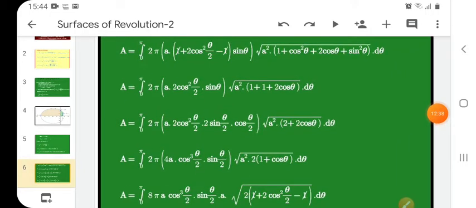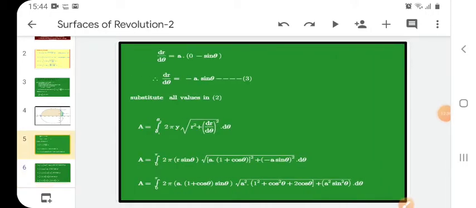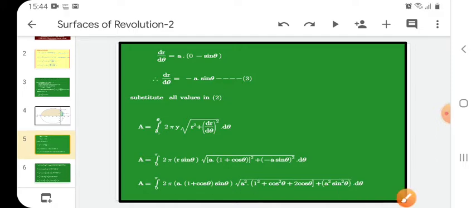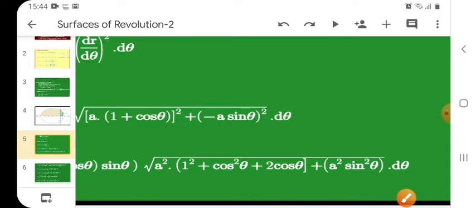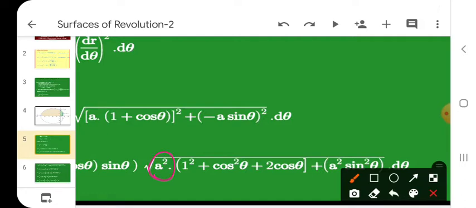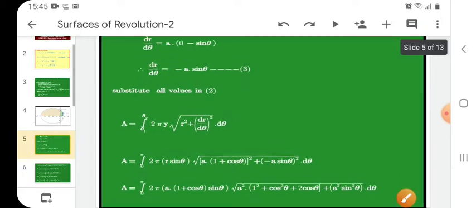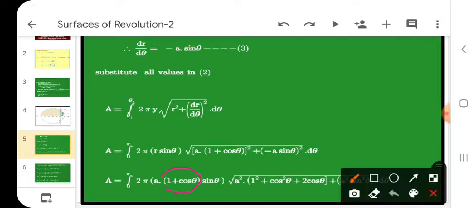See here. Same. What do we have here? 2 pi a into (1 plus cos theta) sin theta. From these two terms in the root, here also we have a square, here also we have a square, so I take a square common. Then what is the remaining? 1 plus cos square theta plus 2 cos theta plus sin square theta. I write that here.